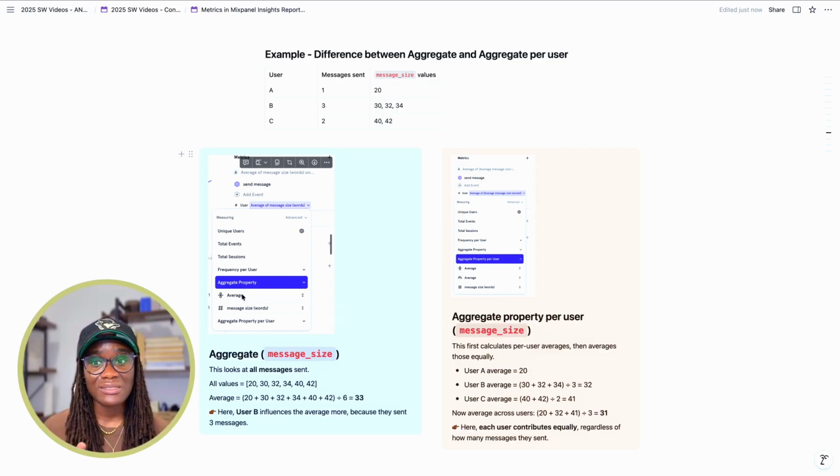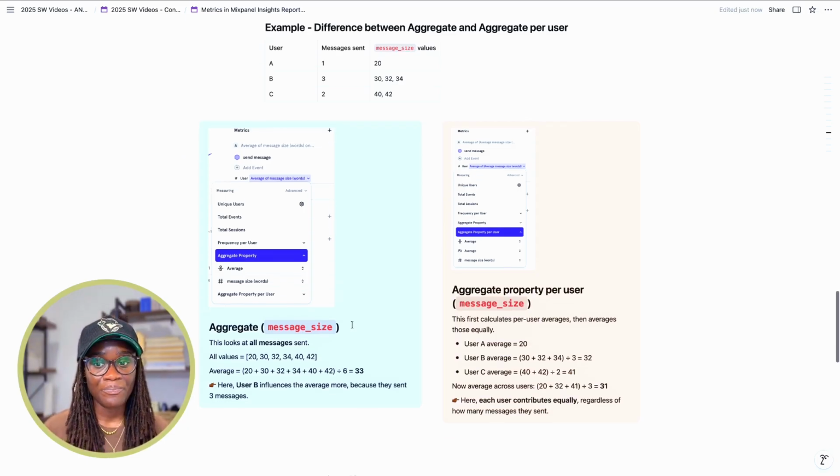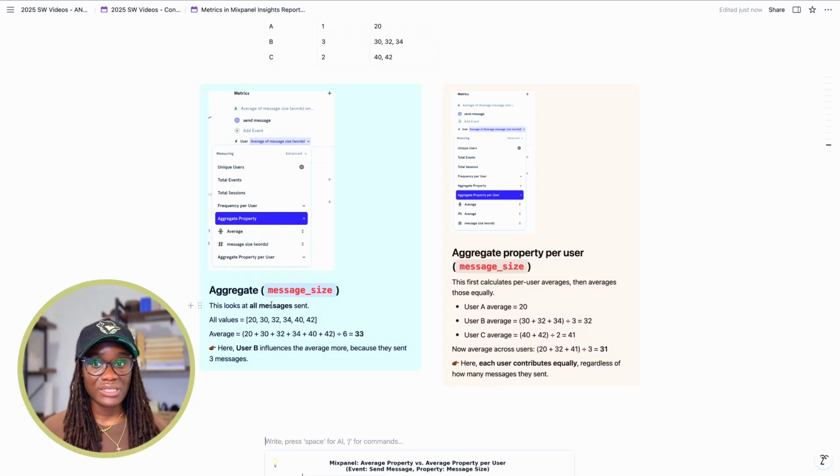If we're looking at an aggregate and we want to aggregate based off of average, Mixpanel looks at all the messages that were sent all together, which is 20 words, 30 words, 32, 34, 40, and 42, adds it all together and does an average of 6 because there are 6 total instances. And so that's 33. So we are aggregating based off the total number of messages that were sent, which is 6 messages altogether across all 3 users. And then we have an average of 33. And so if we're using this example and doing an aggregate based on the message size, the average would be 33.